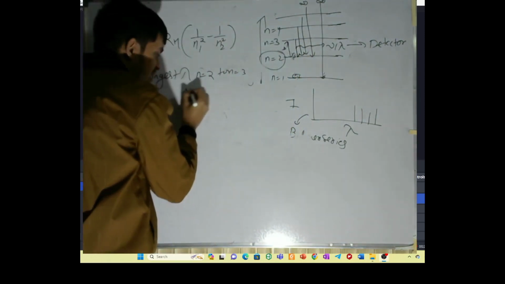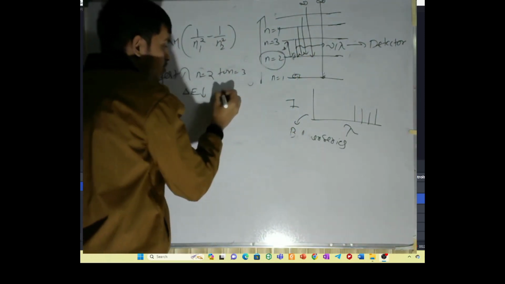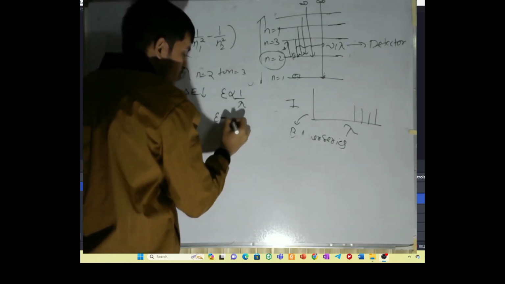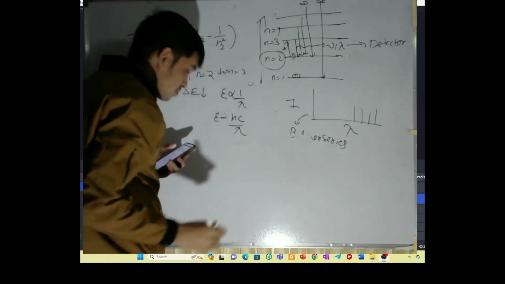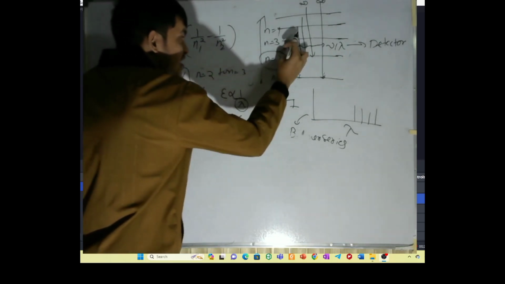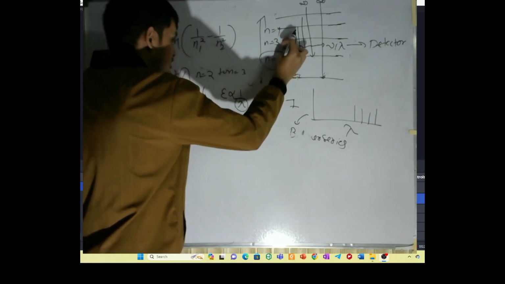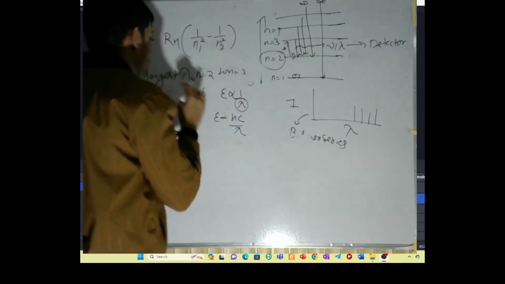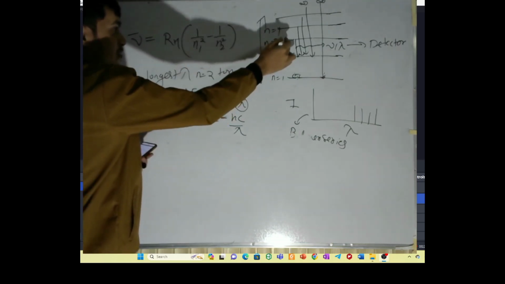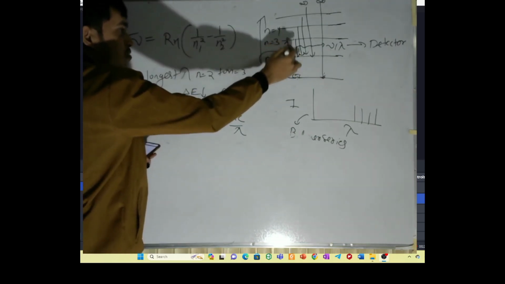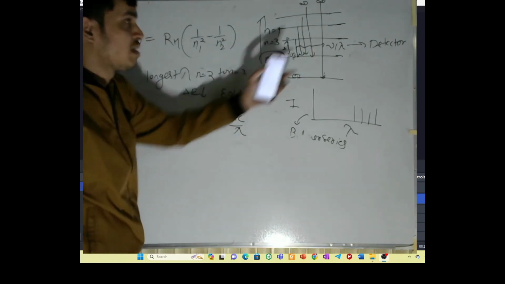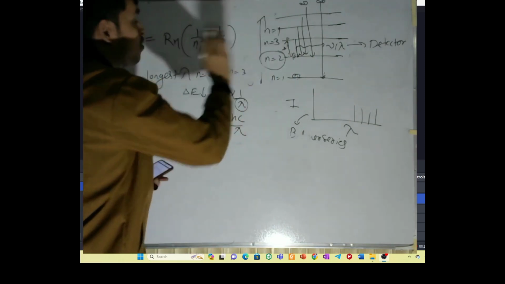If the energy gap is minimum, then we know energy is inversely proportional to wavelength by the relation energy is equal to hc by lambda. So this energy gap is very small, and corresponding to this energy there will be the longest wavelength. So the third option is also correct. When the electron comes from the n is equal to 3 state to the n is equal to 2 state, it emits radiation that will have the longest wavelength.